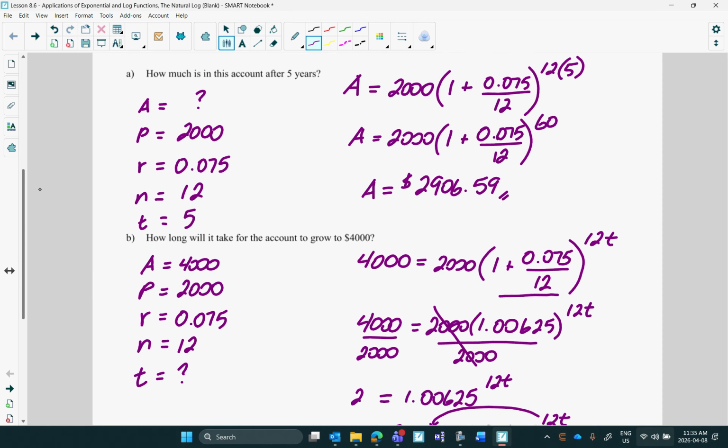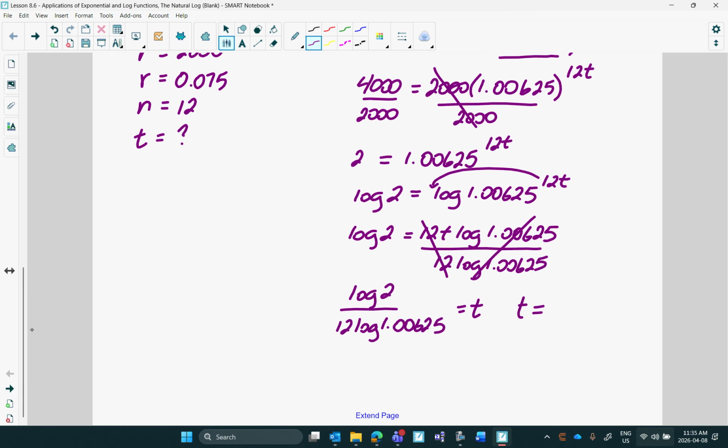Let's say 1 decimal place. Anybody got it? 9.3. And remember, that's years. Good.